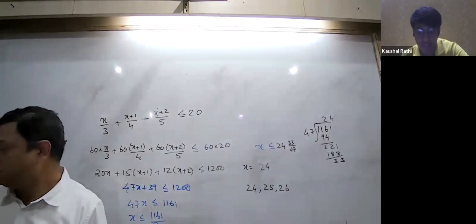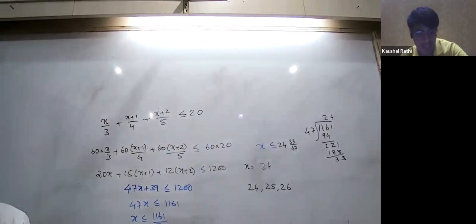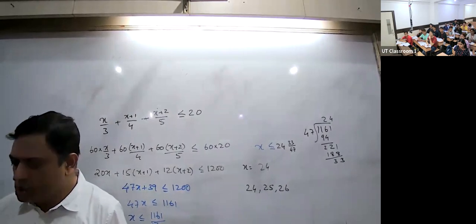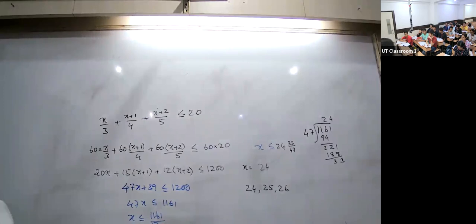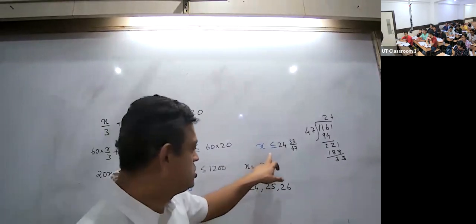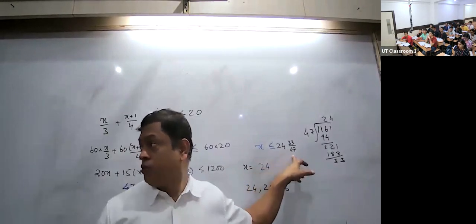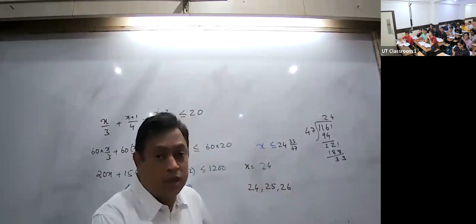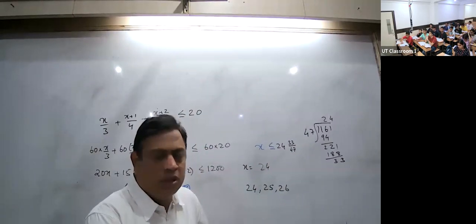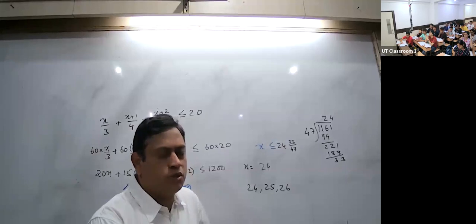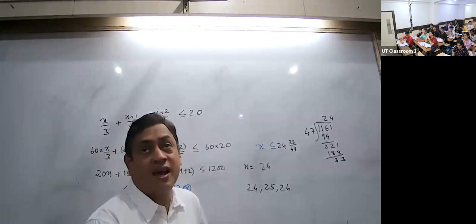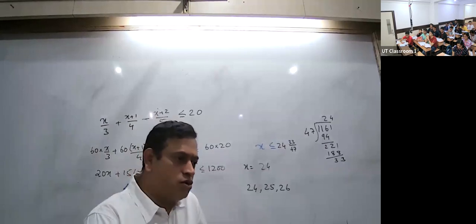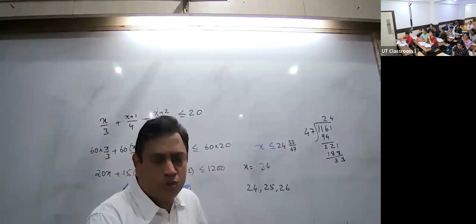Can you explain again how 24, 25 and 26? Did you read the question? Now which is the largest positive integer? So if x is less than or equal to 24 33 by 47, the positive integers means 1 to 24 come. It is given in the question, the largest positive integer among 1 to 24, which is the largest one, 24.